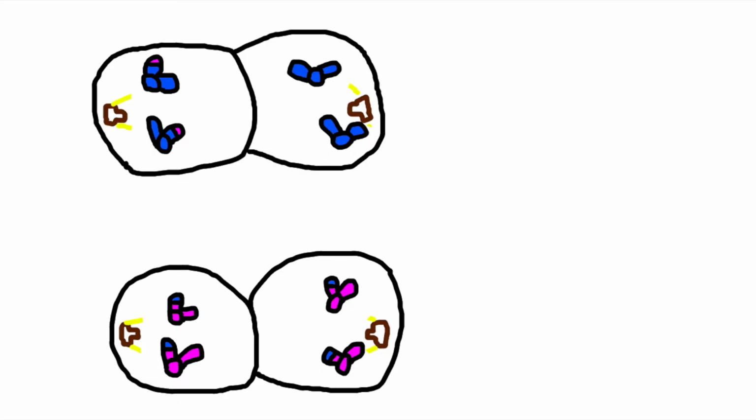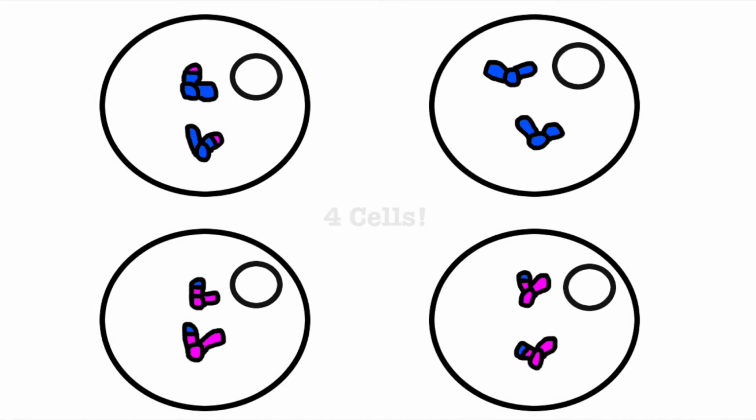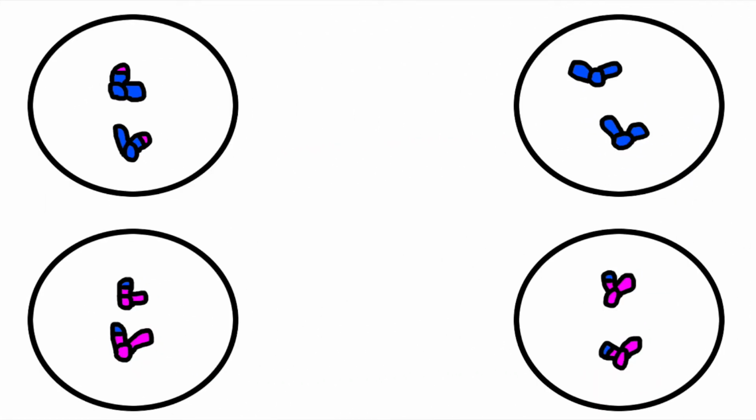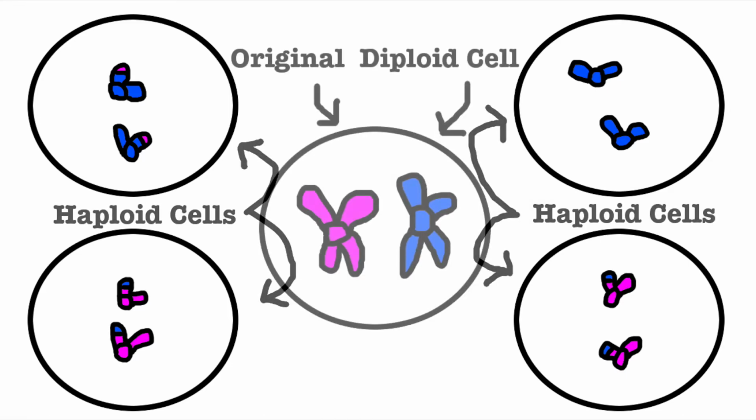Then finally, in our final phase, telophase 2, the centrioles disappear, the cell splits into 4 new ones through cytokinesis, and the nuclear envelope reappears in each of the new cells. So at the end of meiosis, we end up with 4 new haploid cells from our main diploid cell.